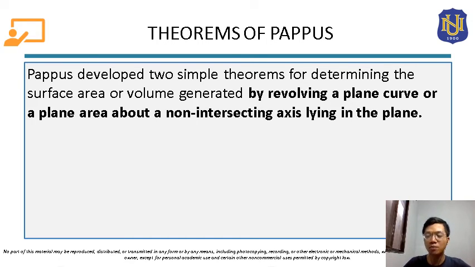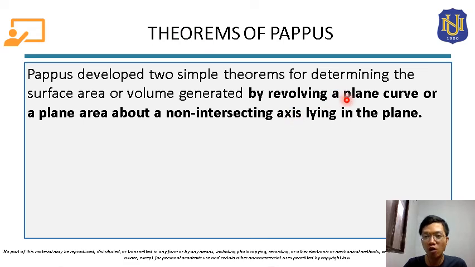For this topic, we are going to apply what we have learned from our discussion in solving for centroids of composite figures or composite areas and composite lines. Pappus developed two simple theorems for determining the surface area or volume generated by revolving a plane curve or a plane area about a non-intersecting axis lying in the plane.